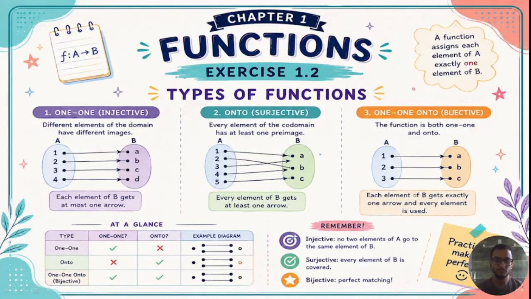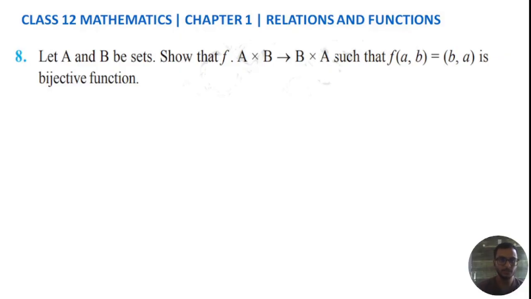So in this video we are going to do more questions related to bijective functions. Now we will have some more functions where we will try to understand their bijective property. Okay, so let's start. Our next question is question 8, where it is given: let A and B be two sets, so that the function from A cross B to B cross A is defined as f of (A, B) goes to (B, A). We have to show that this is a bijective function.